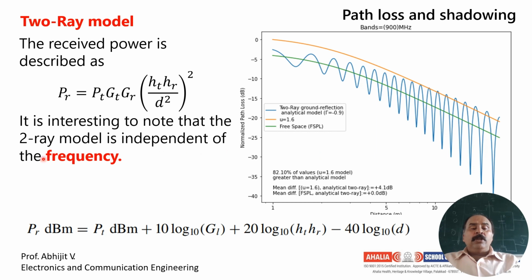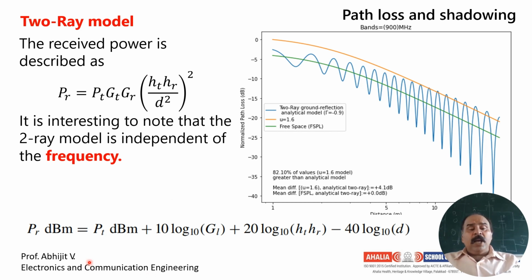It is interesting to note that the two-ray model is independent of the frequency. The power received at the receiver is not depending upon the frequency. Understood, all of you? This could be a question, or this could be an important significance of two-ray modeling. The power received depends only on the transmitted power, the gain of the antennas, the height of the transmitting and the receiving antennas, and the distance between them.